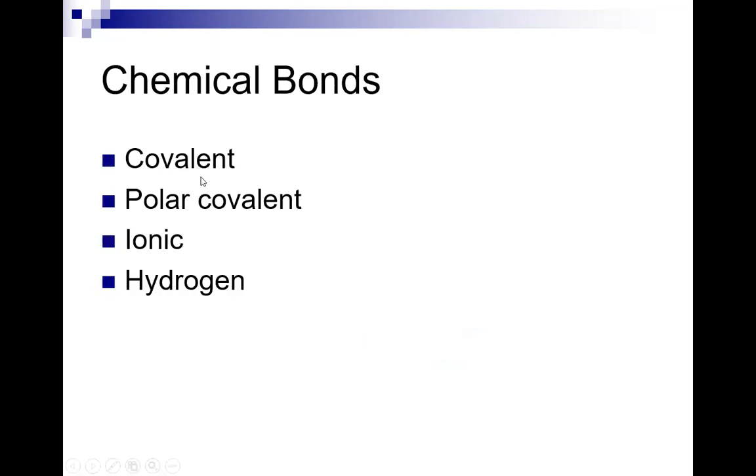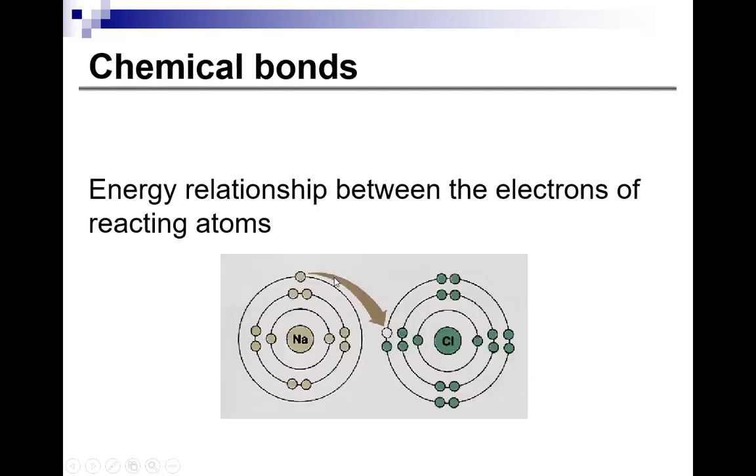So we have covalent bonds, which you could more specifically call non-polar covalent bonds, because there's basically two categories. Covalent, you can have polar covalent or non-polar covalent bonds. You can have hydrogen bonds, and then we can have ionic bonds. So those are going to be the different kinds of bonds that we are going to look at.